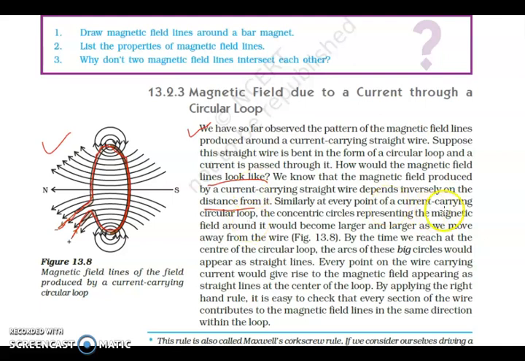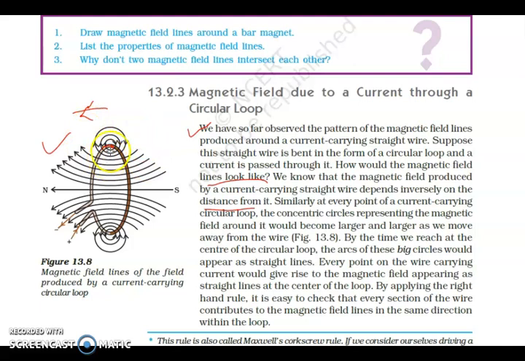Similarly, at every point of this circular current carrying loop, the concentric circles representing the magnetic field around it would become larger and larger as we move away from the wire. Now what does this mean is, as you will be considering this part of the wire, let's say this part, the current is flowing in this direction.